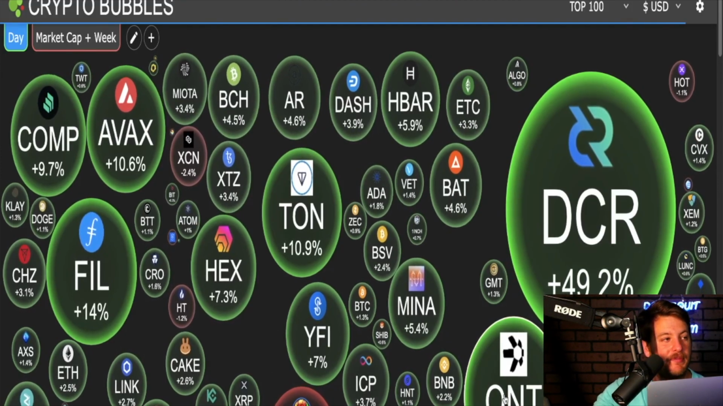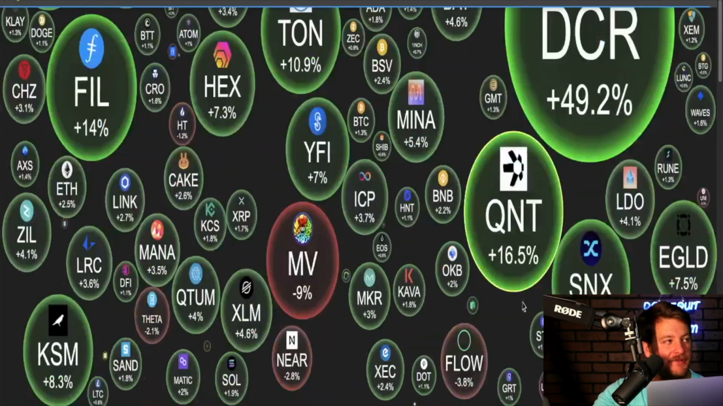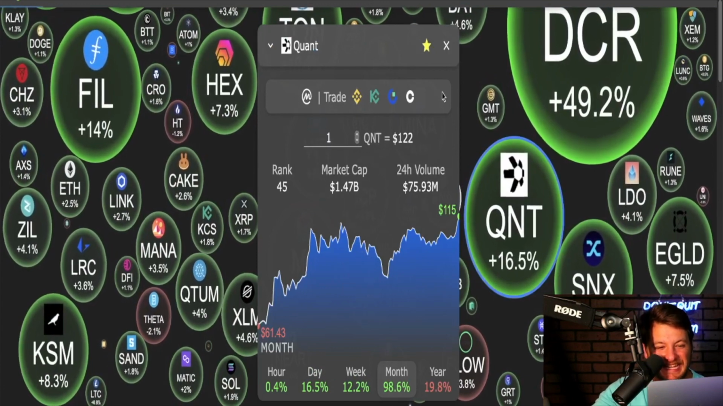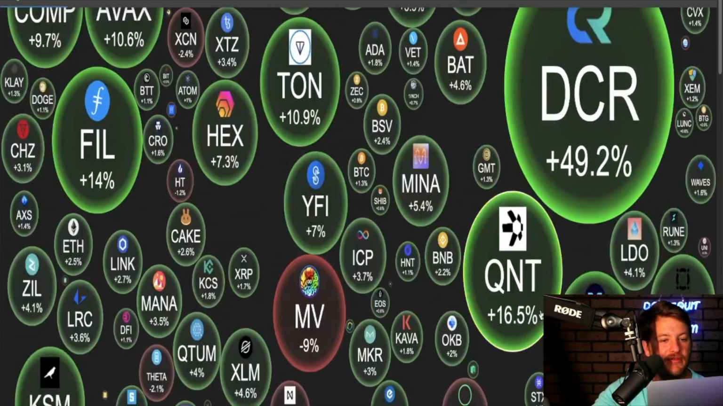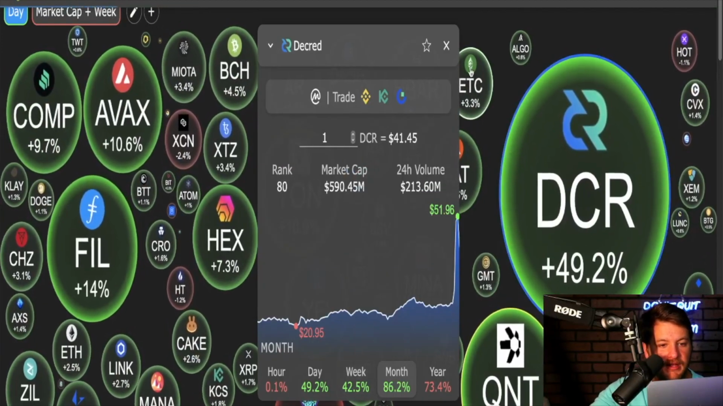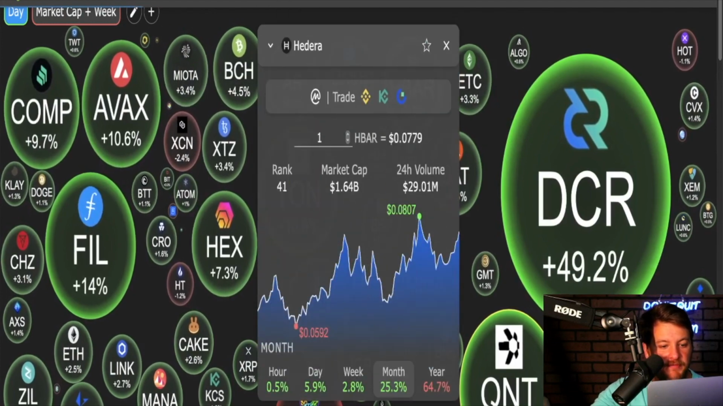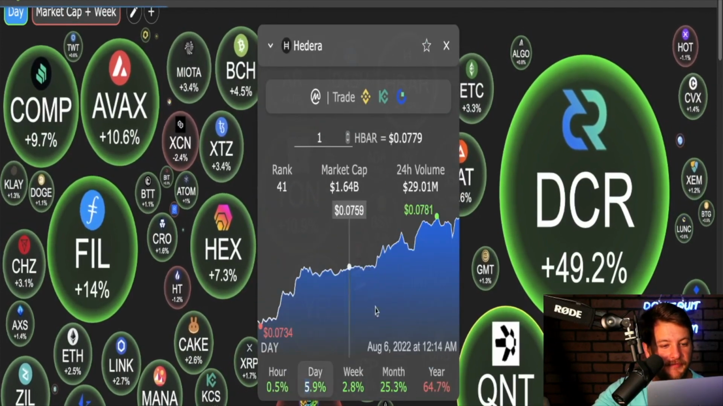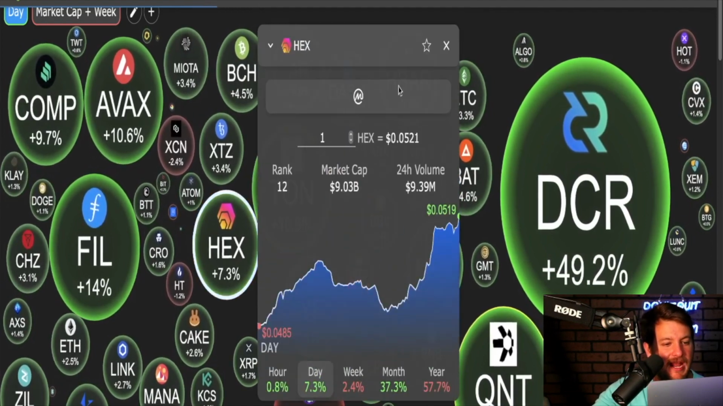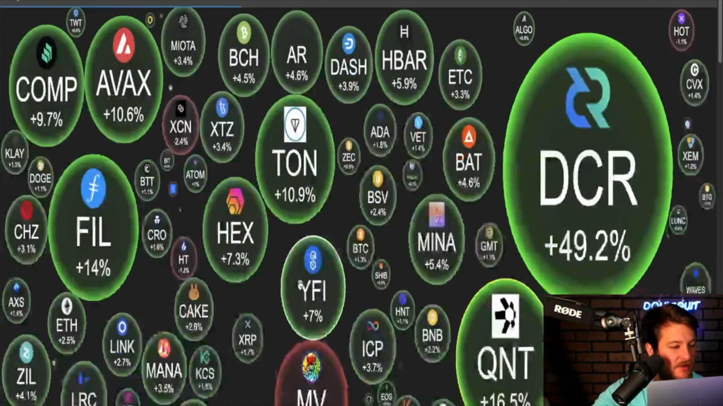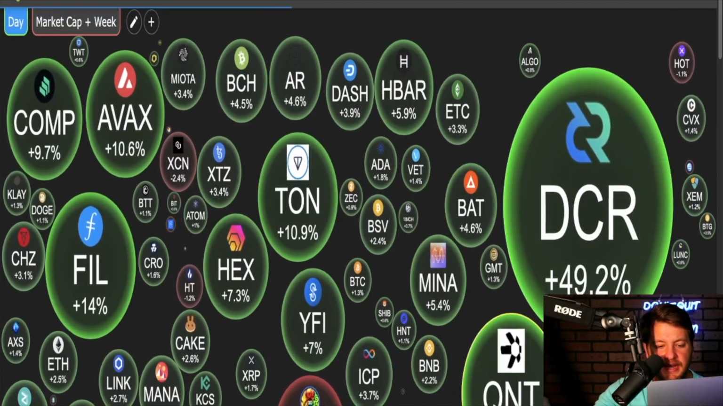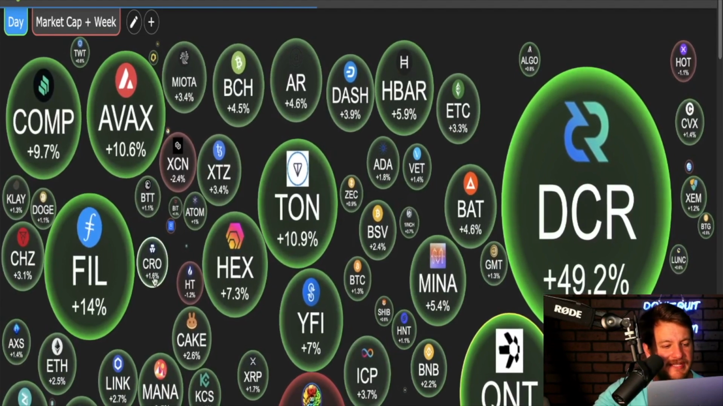QNT, I've been telling you guys about QNT. I absolutely love QNT. It is up 16% on the day. You love to see it. DCR, I have no idea what that is, but it is pumping to the moon, 42% on the day. HBAR, it's because of the SaucerSwap launch today. Up 5%. HEX up 7%. You love to see it. Having a couple pullbacks, but mostly a nice green day. It's mostly retail. It is the weekend.